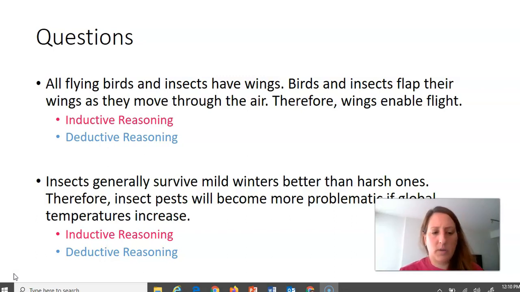The second question here: insects generally survive mild winters better than harsh ones. Therefore, insect pests will become more problematic if global temperatures increase. So is that an example of inductive reasoning or deductive reasoning? I'll give you a second to think about that.